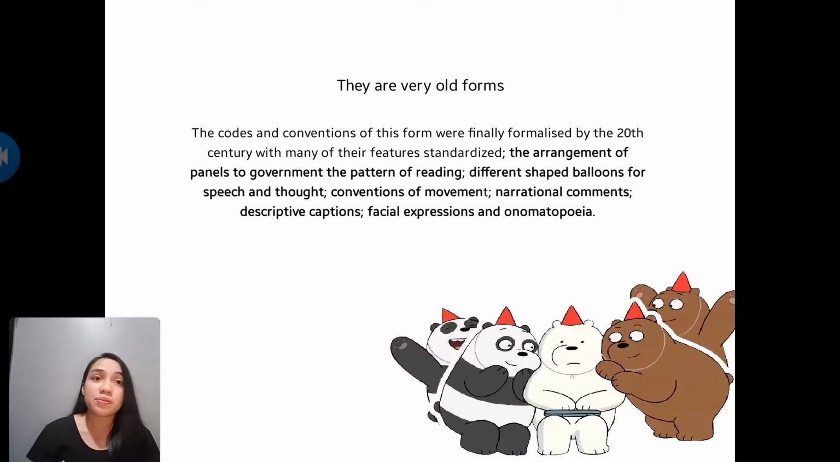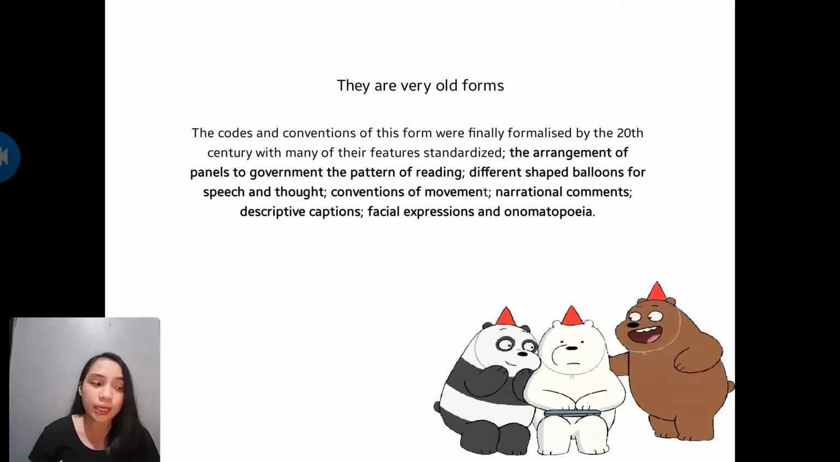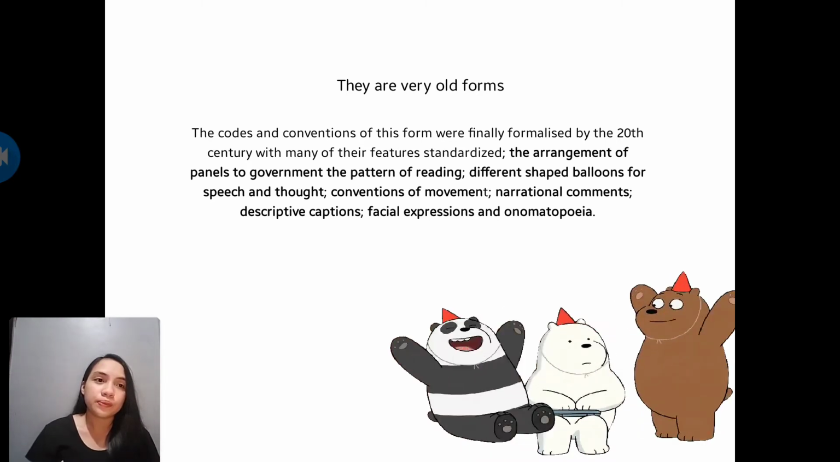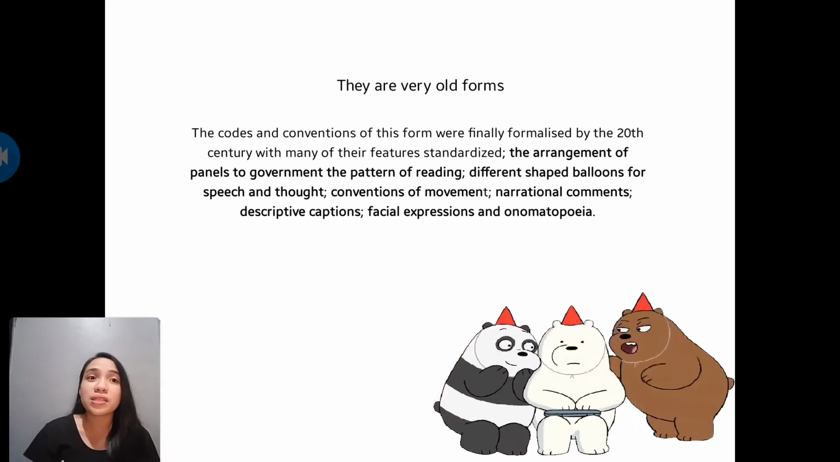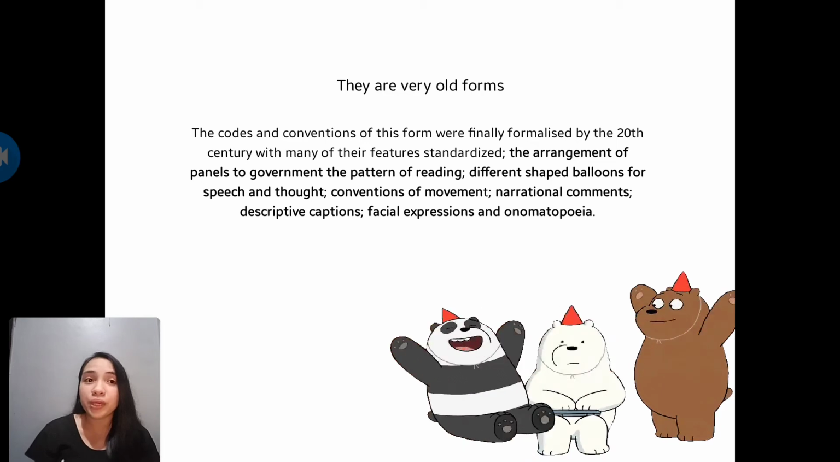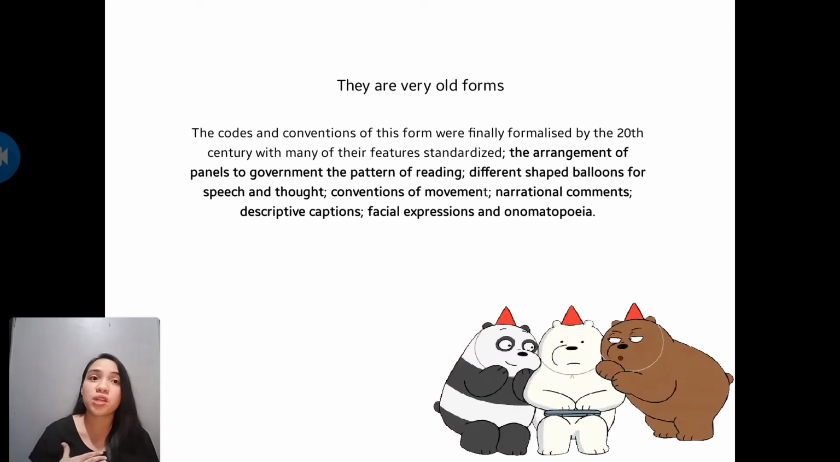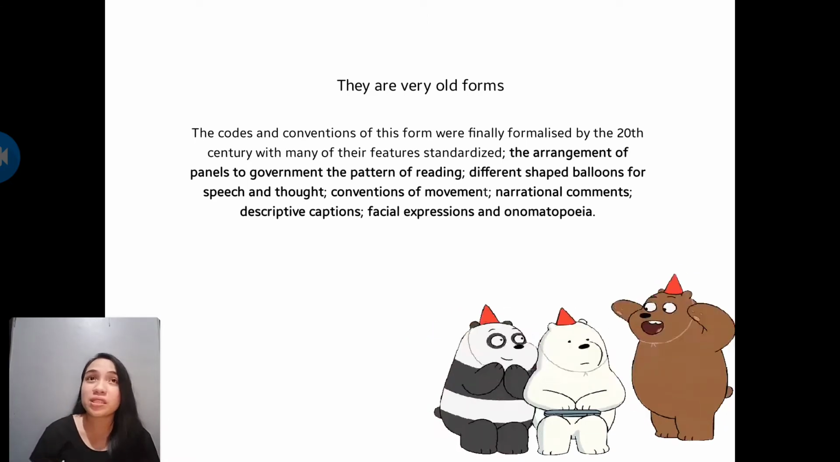So, comic strips are very old forms. The comic strips were used by people long ago until now. They are very old forms. Our ancestors used comic strips.